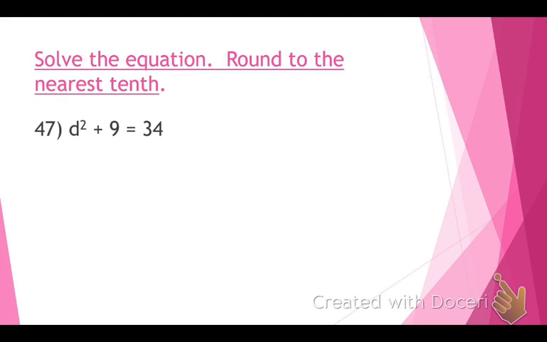Very good. Problem 47 says to solve the equation and round to the nearest tenth. Jaden, help me with this one. Once again, we're just trying to get the variable by itself. What are the two things that are not allowing the variable to be alone?